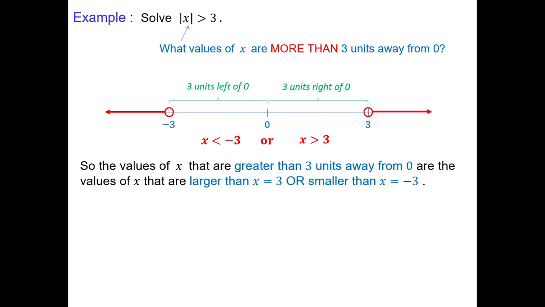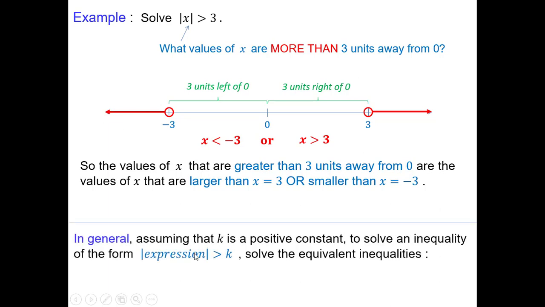So the values of x that are greater than 3 units away from 0 are going to be anything that's larger than 3 or smaller than -3. So in general, what if we had an absolute value of some expression is greater than a constant? Well, you should realize that here, if we started with this absolute value of x is greater than 3, one of the inequalities we solved was just dropping the absolute value bars.